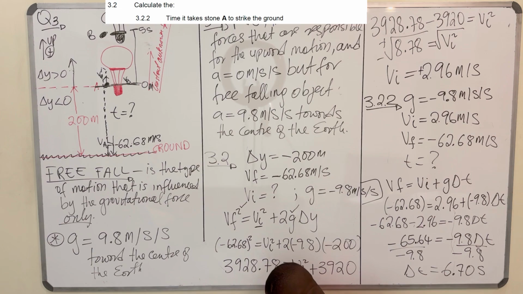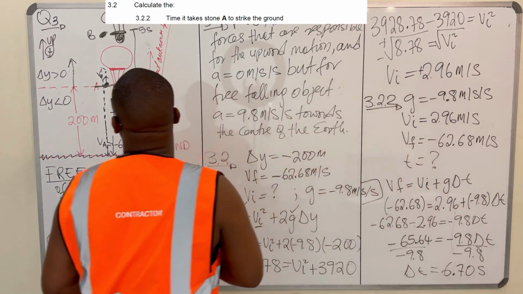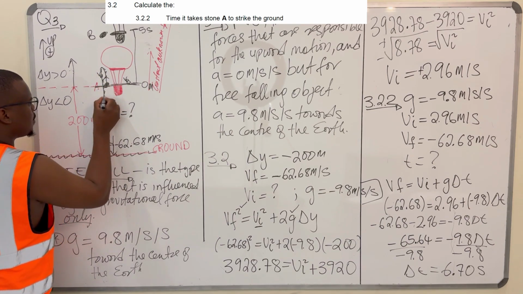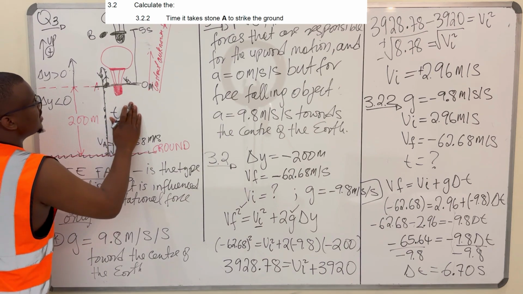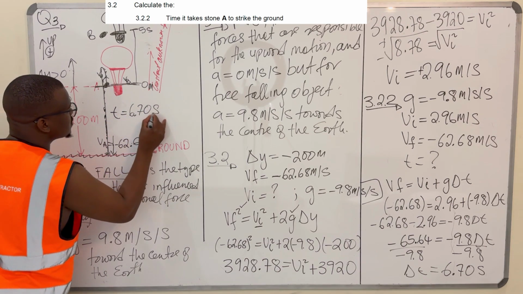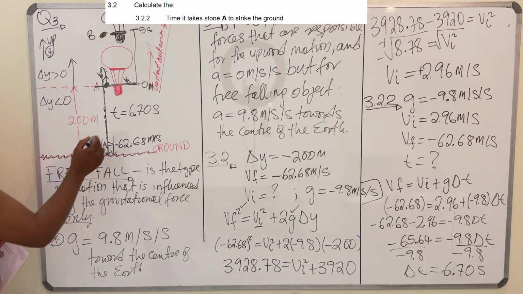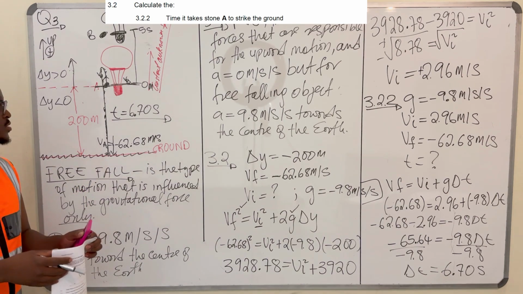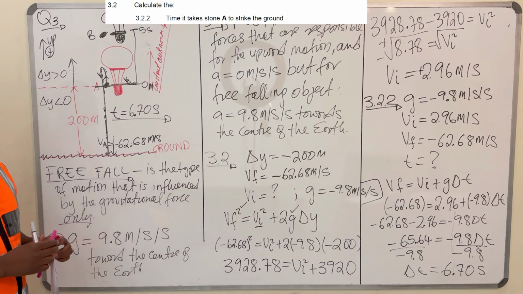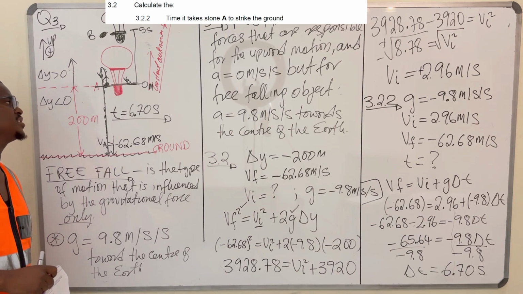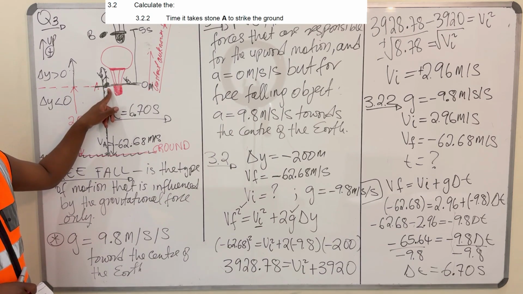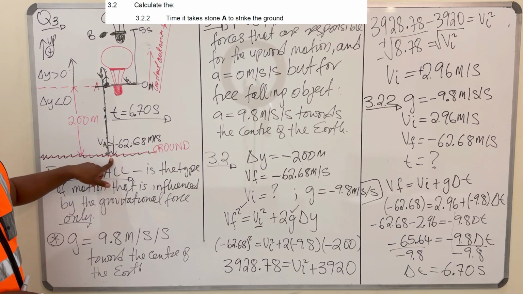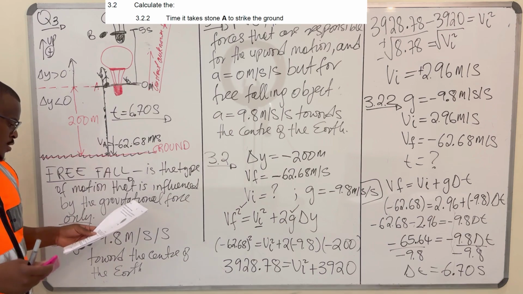So our ball, from being released here, went up to the maximum point, and then came down to the ground. So it took 6.70 seconds to reach the ground. That is the time it took for the ball to reach the ground, which is our stone. I don't know why I'm calling it a ball, but it's our stone. I'm sorry for saying it's a ball. So our stone took 6.70 seconds from being released here up until it hits the ground. No problem. We're done with this.